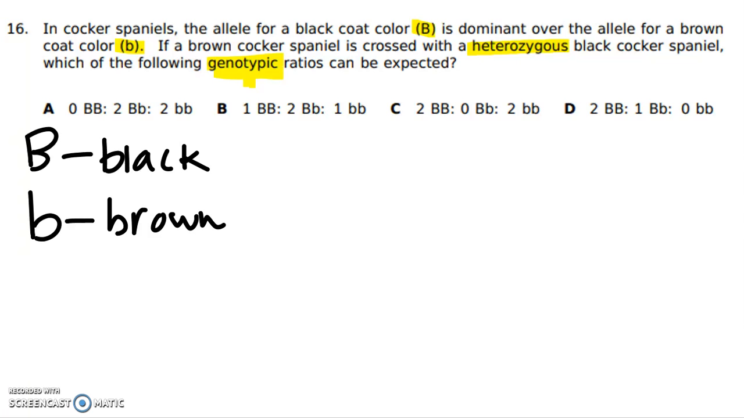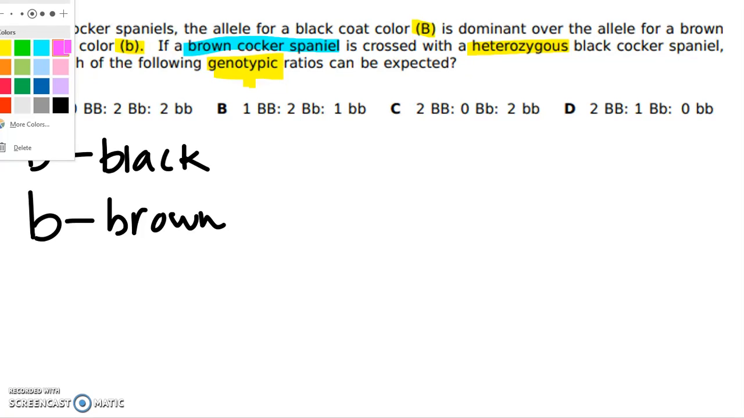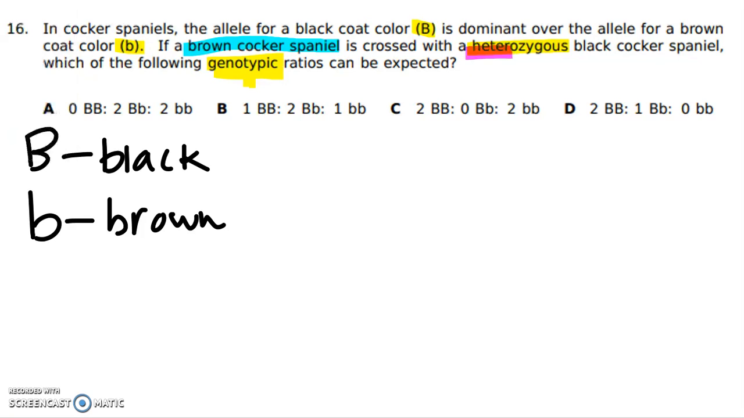And let's see what else we know. We know one of the Cocker Spaniels here is going to be brown. And we know that it's crossed with a heterozygous black Cocker Spaniel here. So one's brown and one is heterozygous for black. And I think it's kind of important to know what this heterozygous word means. Unlike a homozygous, heterozygous means that I have a mix of the alleles. And there's really only one way to have a mix between capital B and lowercase b. And that's just to have one of each.